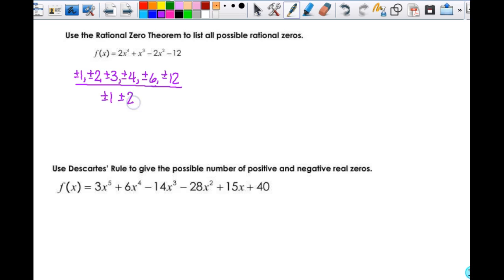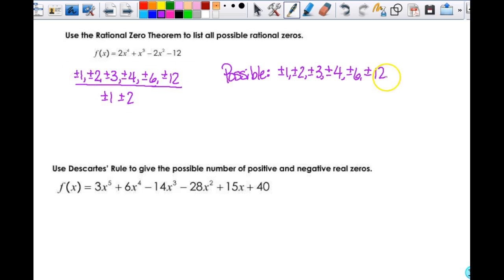So that means that your possible ones part of the list is always going to be just the factors of this, because it's all that over 1. So I got plus or minus 1, plus or minus 2, plus or minus 3, plus or minus 4, plus or minus 6, plus or minus 12. And then I have to do all of these over 2.